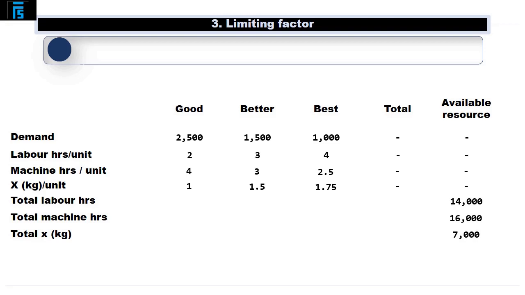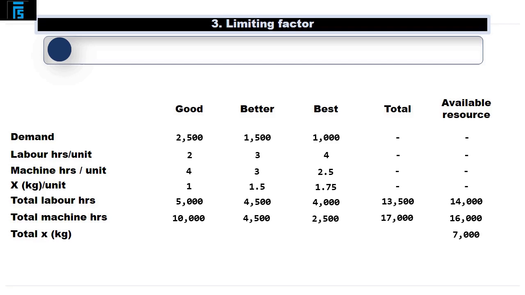Good Job Limited has the following resources available: 14,000 labour hours, 16,000 machine hours, and 7,000 kilograms of X. So, as before, the first thing we need to do is calculate the scarce resource. Let's consider labour hours first of all. To make the 2,500 units of good, we will need 5,000 hours. To make 1,500 betters, we need 4,500 hours, and to make 1,000 bests, we need 4,000 hours. This totals 13,500 hours, so is within our capacity of 14,000 labour hours.